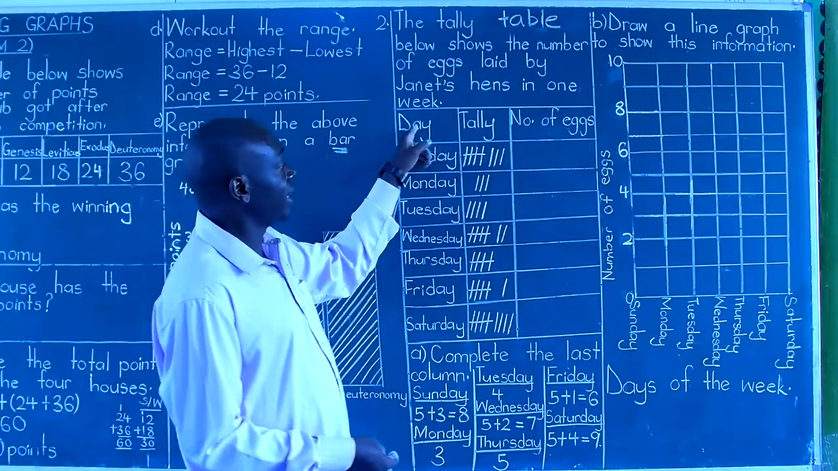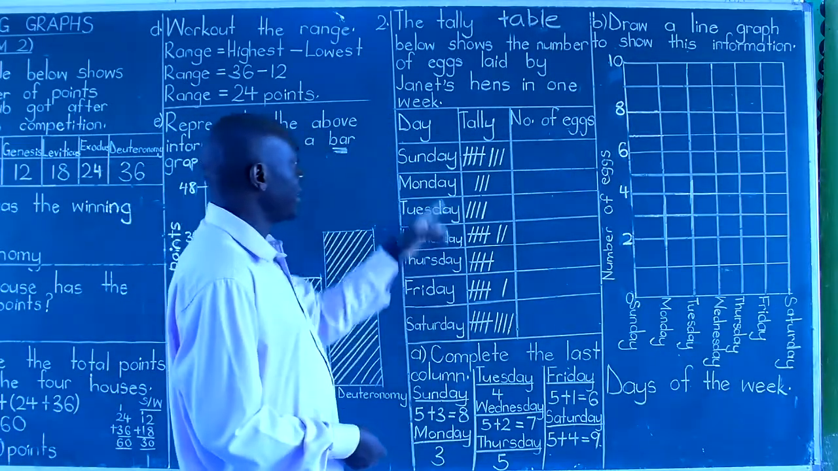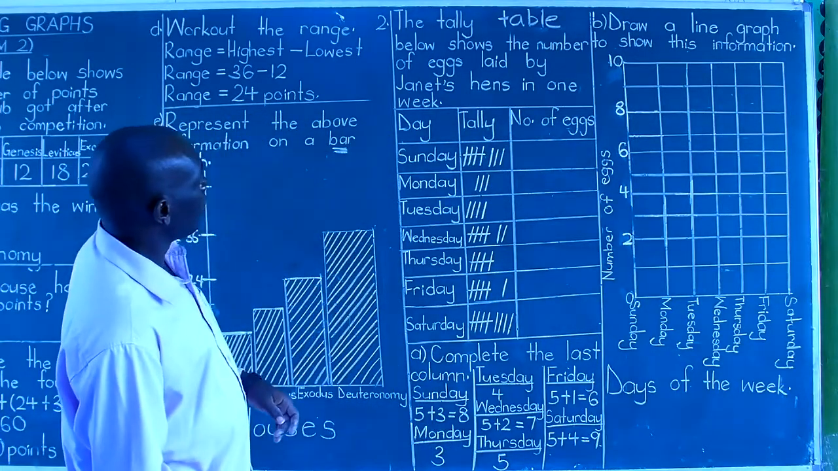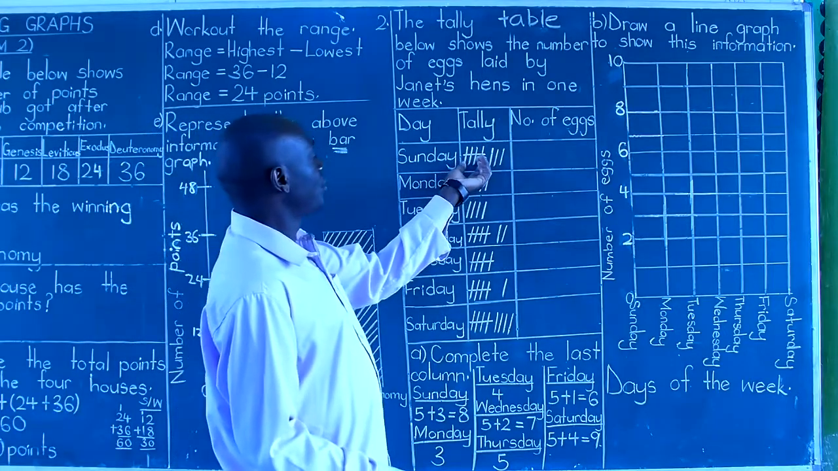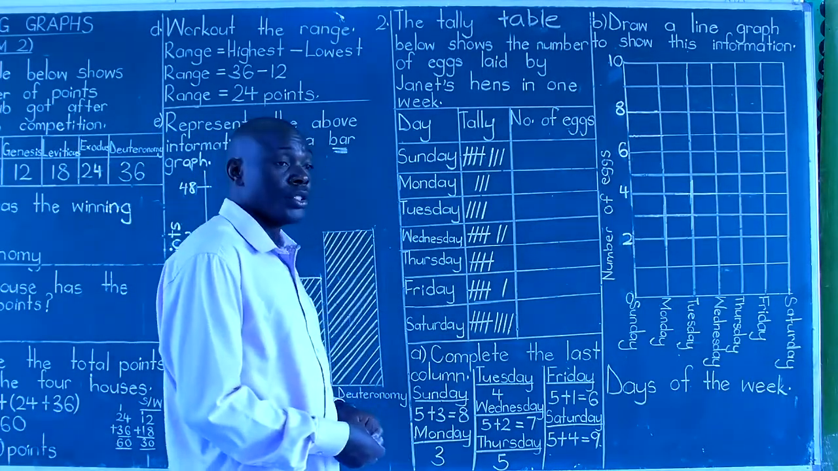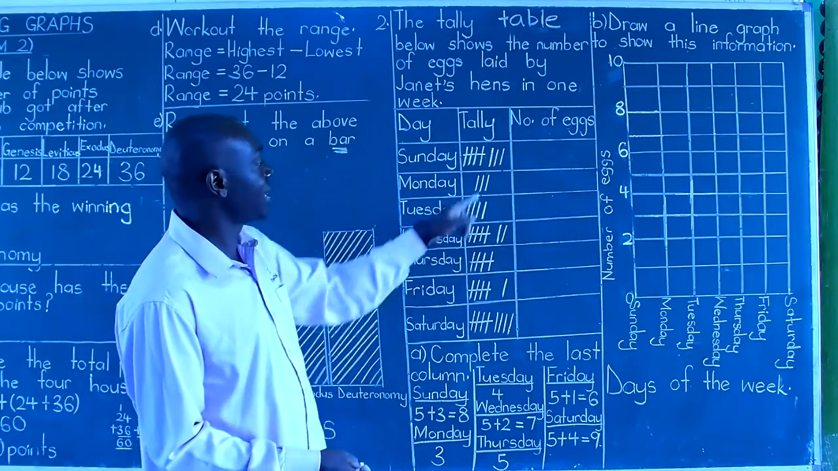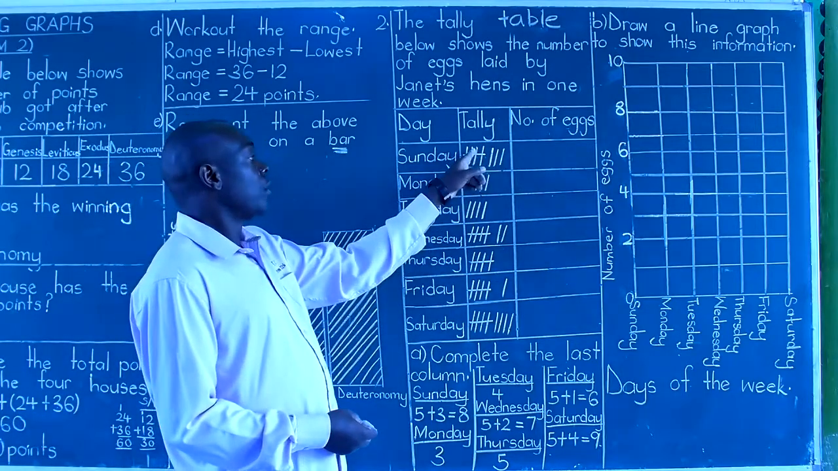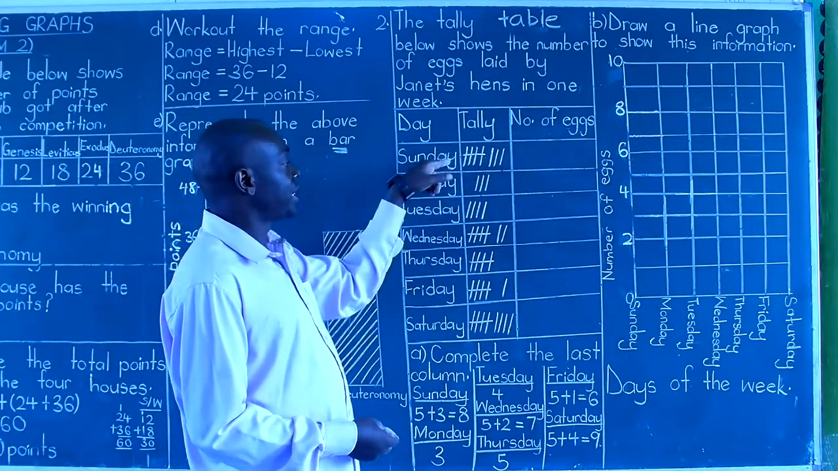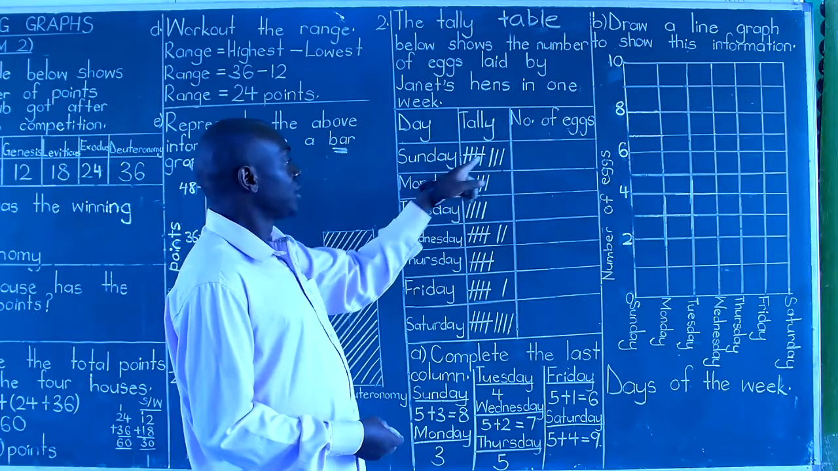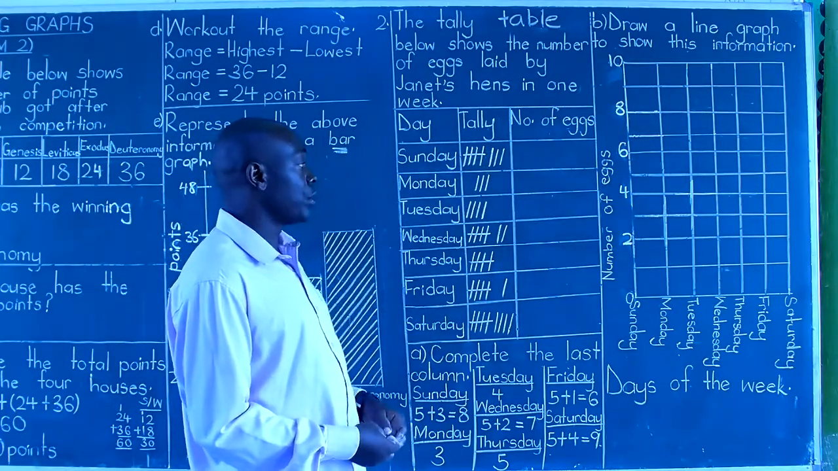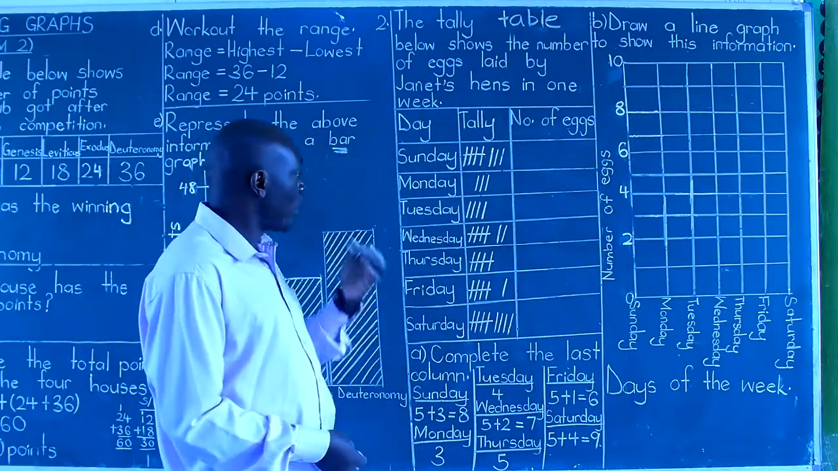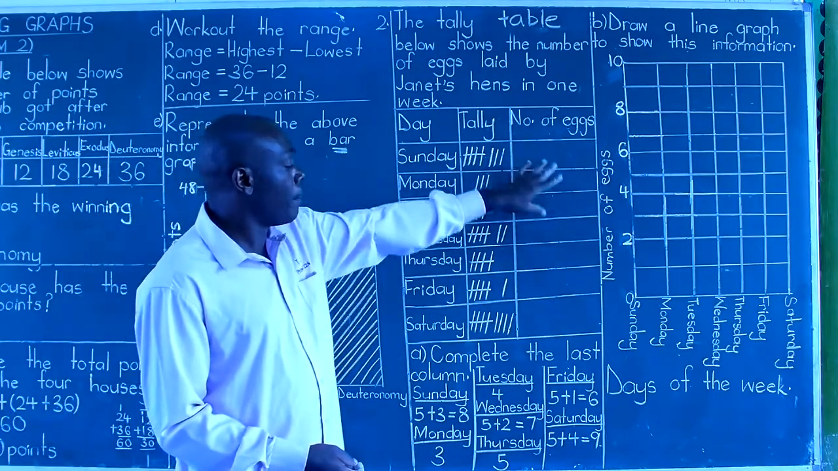So I've got day, tally, and number of eggs. Now I've got Sunday, so I've got a tally, and singles. Should be noted that whichever tally is tied makes a 5. So we count 1, 2, 3, 4. The fifth ties 1, 2, 3, 4. So that's why these 3 are not tied, for they don't make a 5. So this is a 5 and this is a 3. So you have to work out in order to complete here.